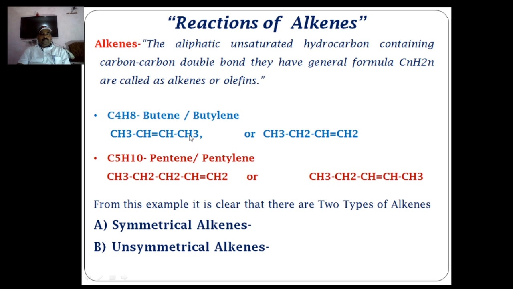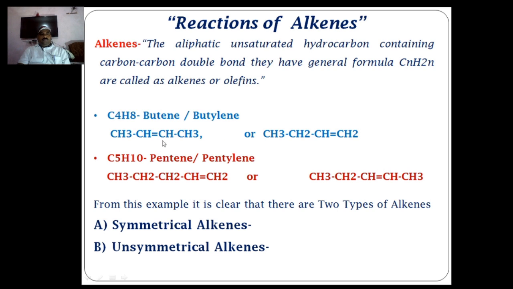But in this case, the first structure CH3 CH double bond CH single bond CH3 is a symmetrical alkene, while the other structural formula, CH3 CH2 CH double bond CH2, is an unsymmetrical alkene. That means depending upon the position of the double bond and the number of carbon atoms, there are two types of alkenes: symmetrical and unsymmetrical alkenes.